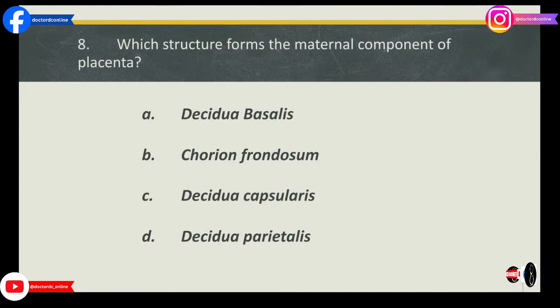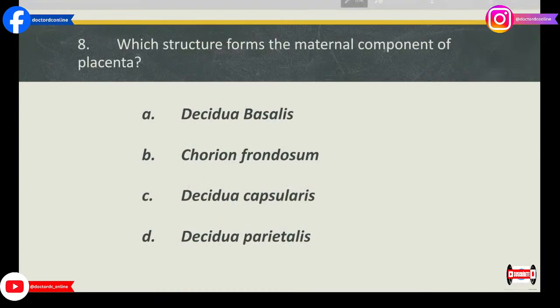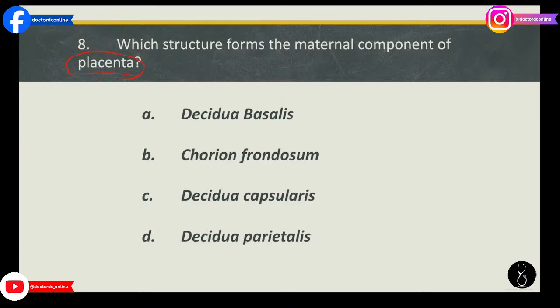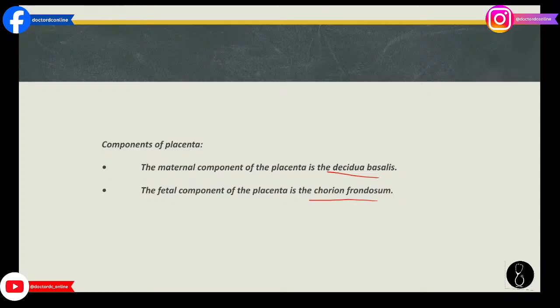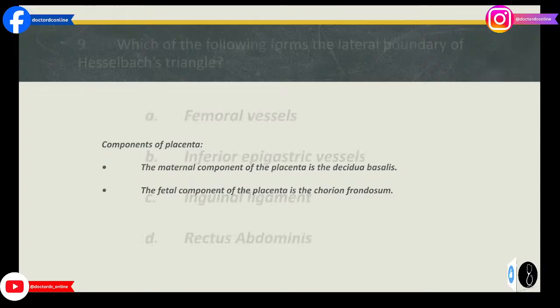In question 8, you're asked to identify the maternal component of the placenta. The options are option A, decidua basalis, option B, chorion frondosum, option C, decidua capsularis, and option D, decidua parietalis. The placenta has 2 components. The maternal part is the decidua basalis, and the fetal part is the chorion frondosum. The correct answer is option A, decidua basalis.